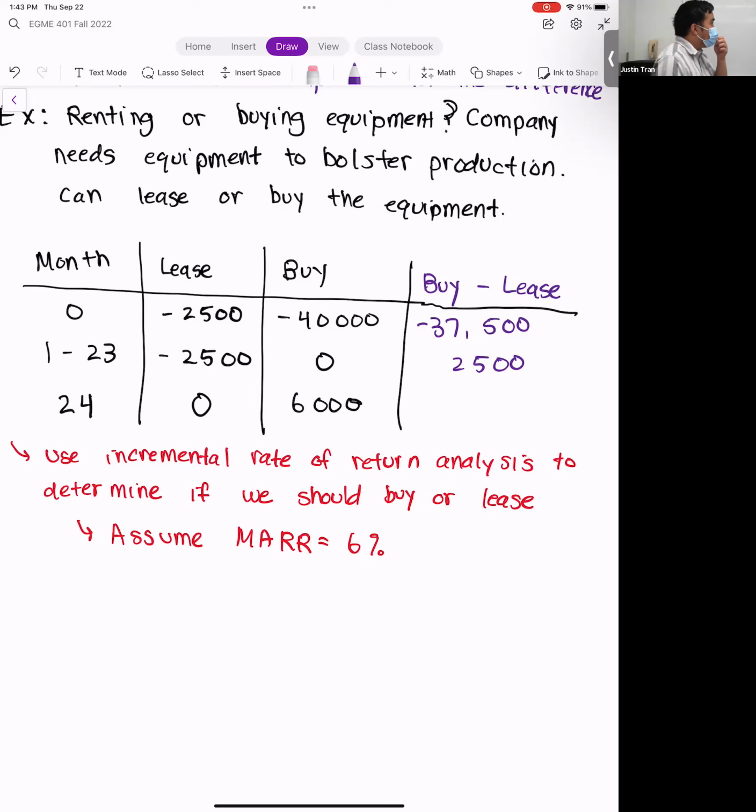And then finally, we have the last row, which is the salvage cost. That's going to be 6,000 for the buy column minus 0 for the lease column. And so that's going to be positive 6,000.